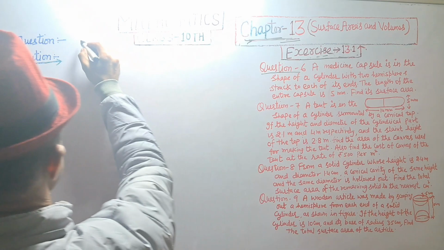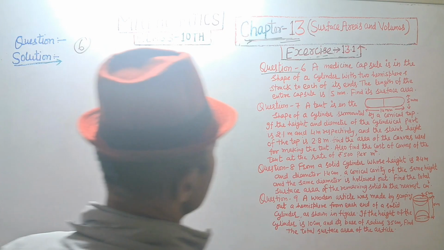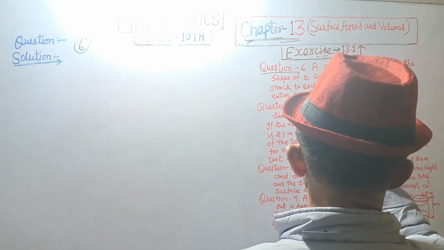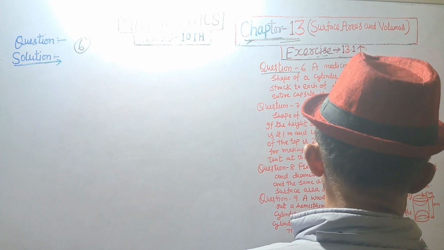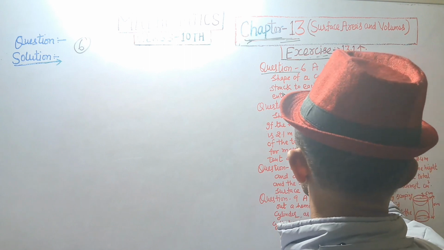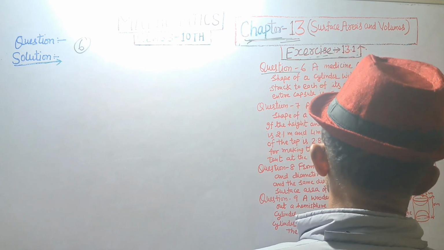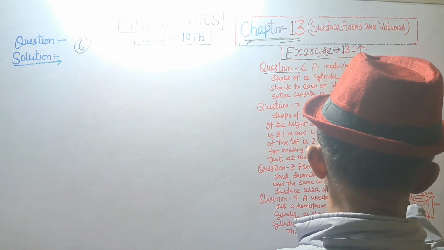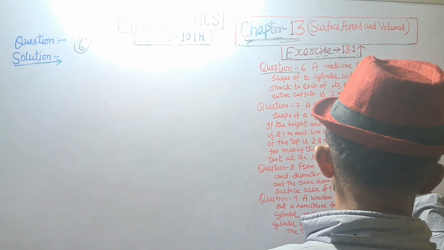Question number 6. A medicine capsule is in the shape of a cylinder with two hemispheres stuck to each of its ends. The length of the entire capsule is 14 millimeter and the diameter of the capsule is 5 millimeter. Find its surface area.